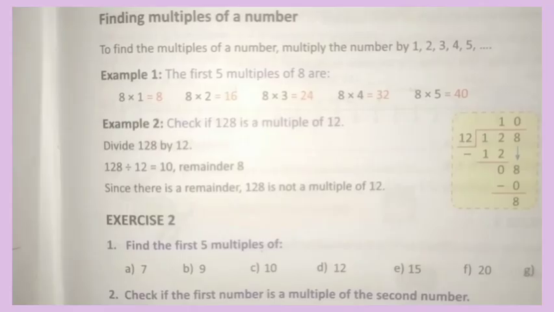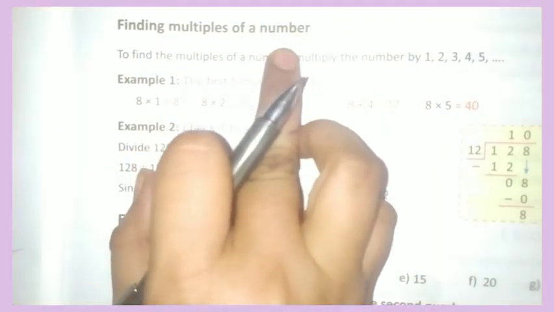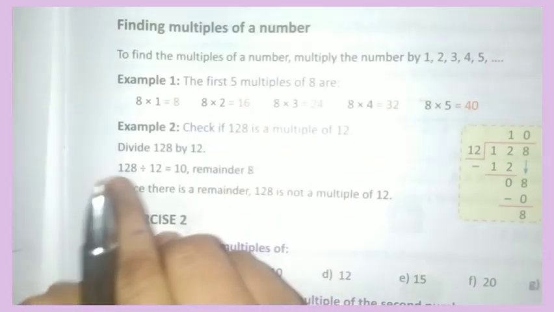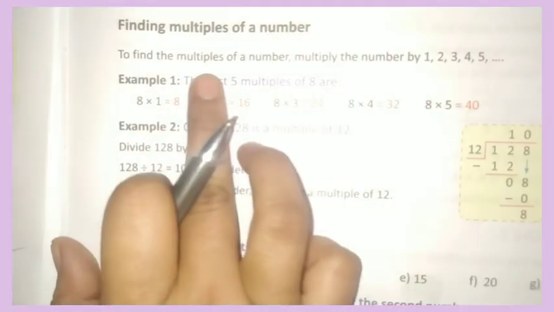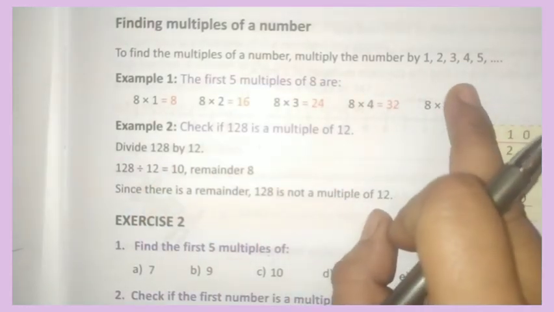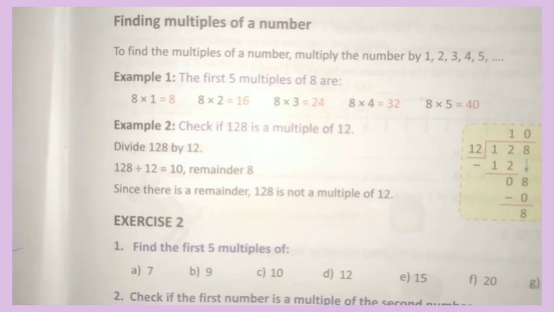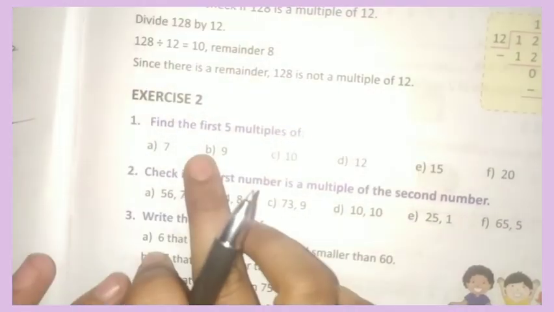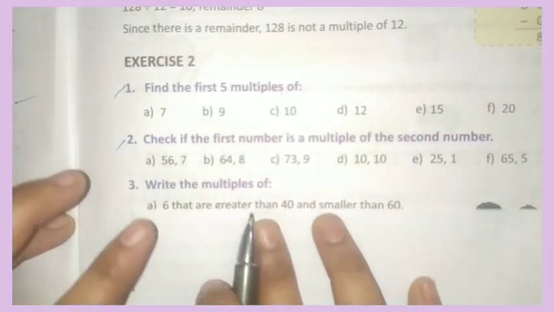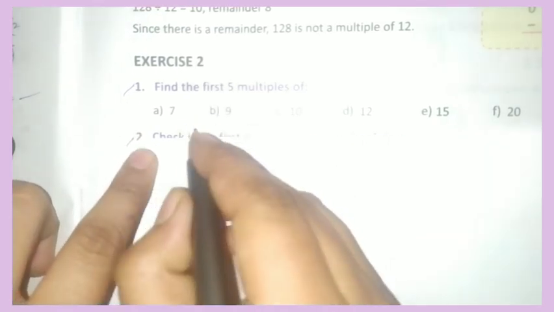Now look at textbook page number 145. Finding multiples of a number. To find a multiple of a number, multiply the number by 1, 2, 3, 4, 5. Very simple, I already told this. You can do this. Look here, first bit: do this first and second bits, I will explain. Find the first 5 multiples of these numbers.